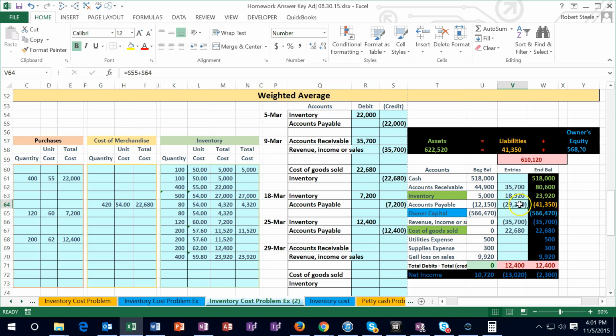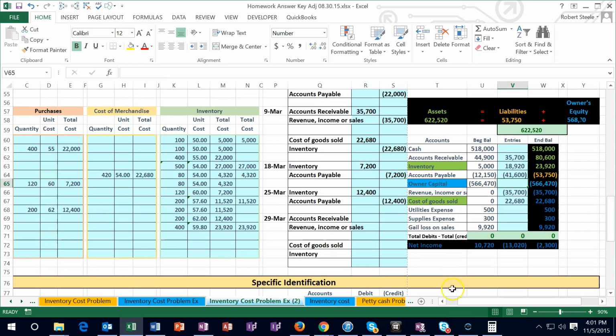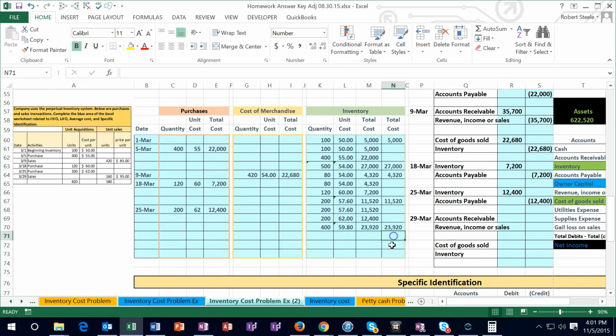Then we're going to record the accounts payable. Double click, go to the end of it, plus the 12.4 being the accounts payable, bringing the balance to 53,750. So then we're going to see the last transaction. I believe it's the last transaction.